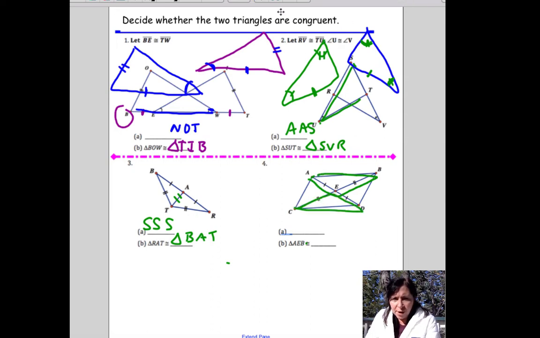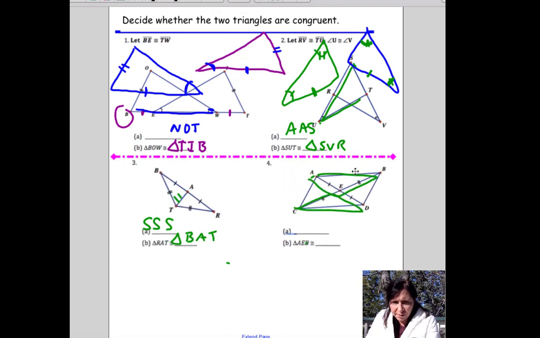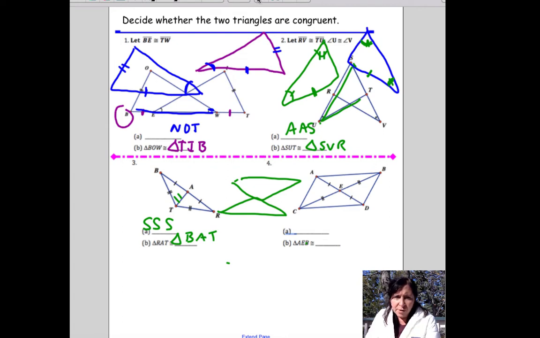For those two triangles to be congruent, what do we see? We know a side is congruent to a side, and we know a side is congruent to a side, and we actually know that these are vertical angles. Therefore, by the vertical angle theorem, the two triangles are congruent by side-angle-side, and you would say triangle AEB is congruent to triangle DEC.